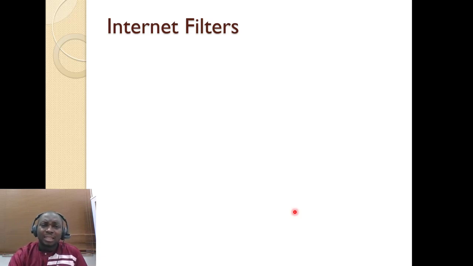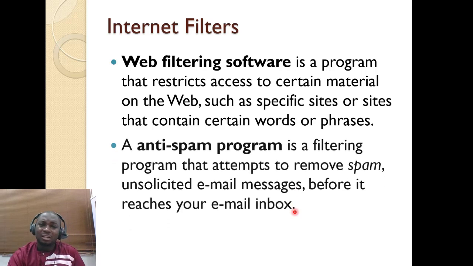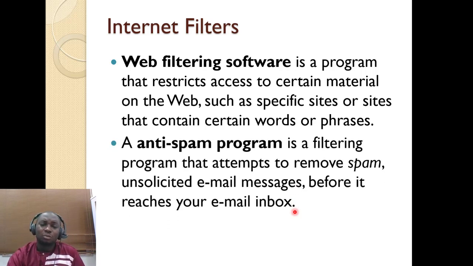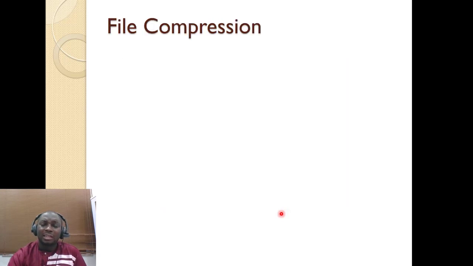Then we have internet filters. These are softwares used to help you restrict access to certain materials on the web. Okay, not everything that you want, you can get it. At least you put a software to filter for you, to help you make sure that you don't get problems. Okay, these are all different ways of filtering. The pop-up blockers, you can block the ads which keep on affecting your machine, and those ads sometimes come with a lot of issues.